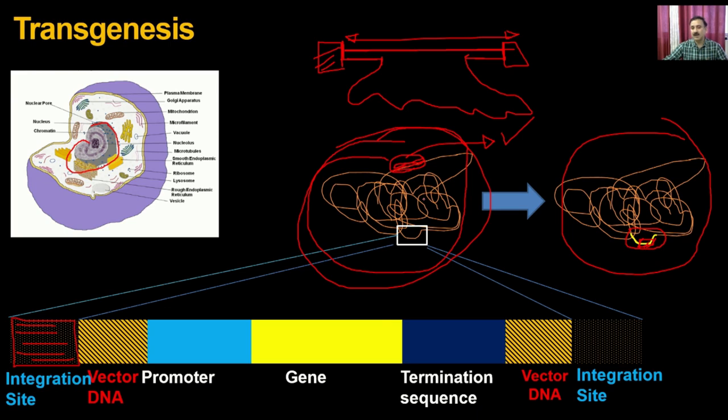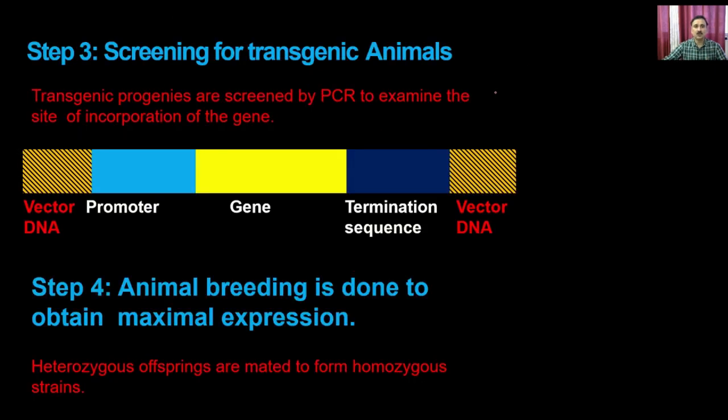So that's why you have to do the screening of the introduced DNA in the organism where you have introduced the DNA, for two purposes. Number one, whether the DNA has been introduced at the right place. Number two, whether the DNA is being introduced and is actually expressing and giving you the desirable traits or not. That you are going to do by the simple PCR method.